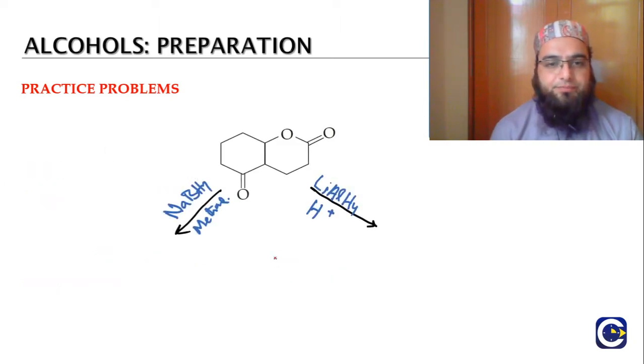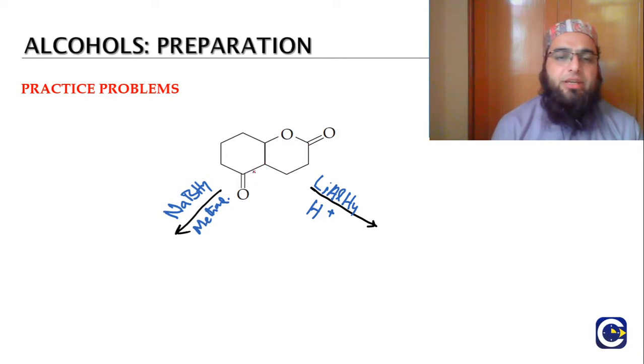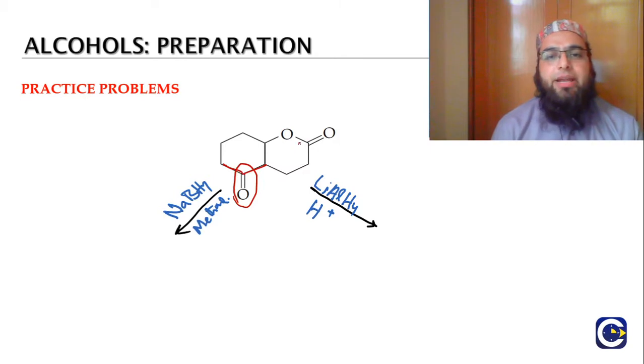Now looking at this last example, another typical example that we can get. This is a carbonyl compound. We have two different types of carbonyl groups in this. This is a ketonic group here. This is a ketone. We have R groups here, and this is an ester group, RCOOR. This is an ester group.